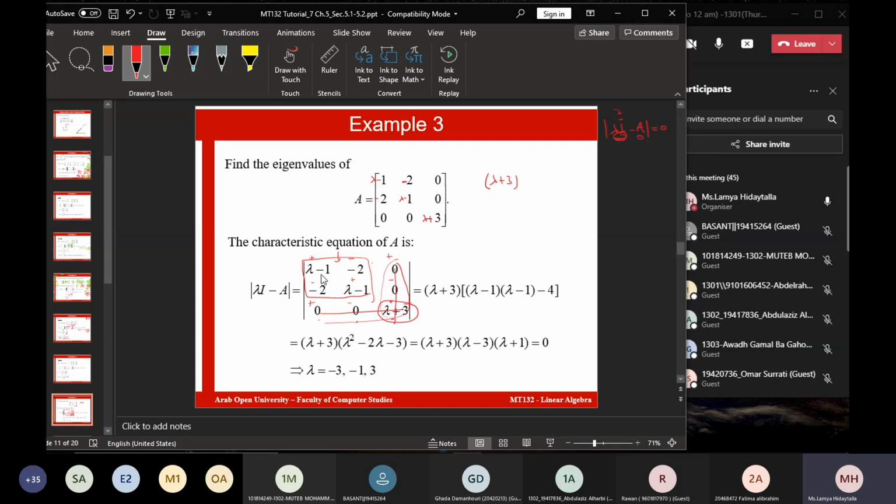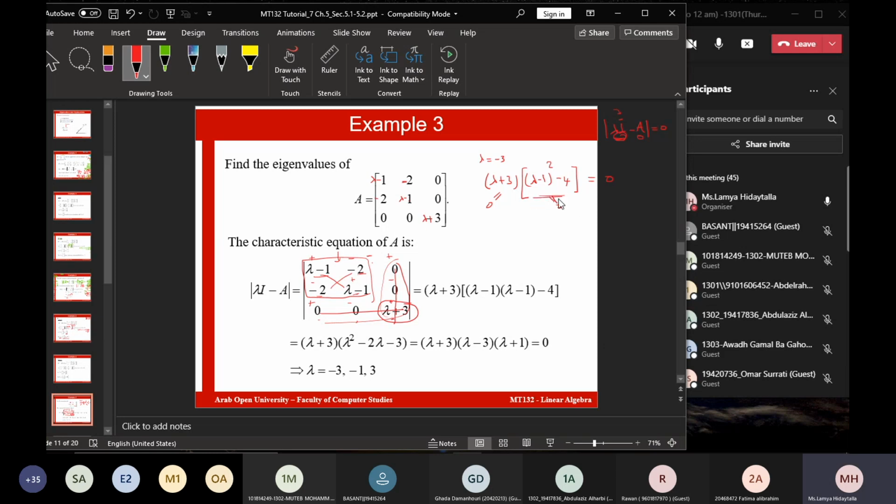What determinant do you have? This times that minus this times that, correct? So this outside times lambda minus 1 multiplied by lambda minus 1, so it is lambda minus 1, the whole square, correct? Then minus 2 times minus 2 is 4 with the minus sign. So it's going to be minus 4 like that. And then to solve, this should equal to 0. So either this bracket is 0 or this bracket is 0. Correct? This bracket is 0, so lambda is equal to minus 3.